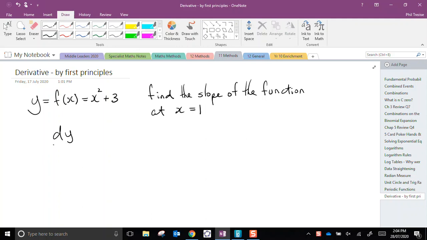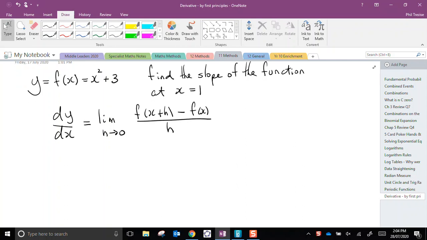So we say dy dx equals the limit as h approaches 0 of f of x plus h minus f of x divided by h. So we have to do some substitutions here. Limit as h approaches 0, we have to keep writing this.